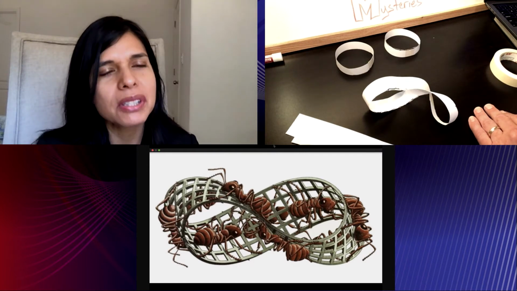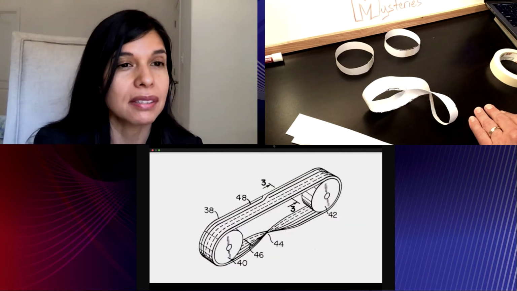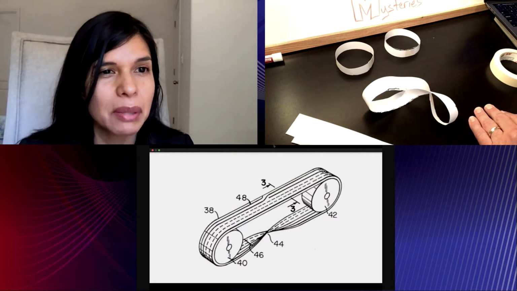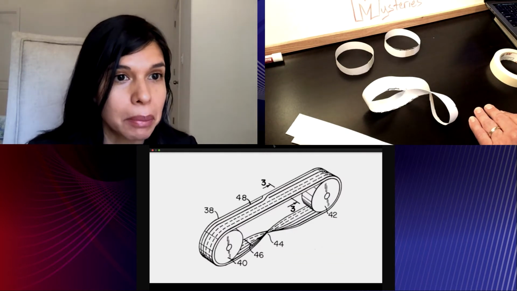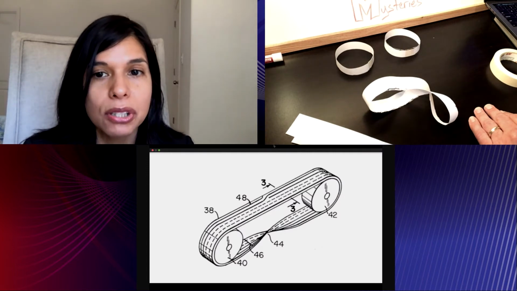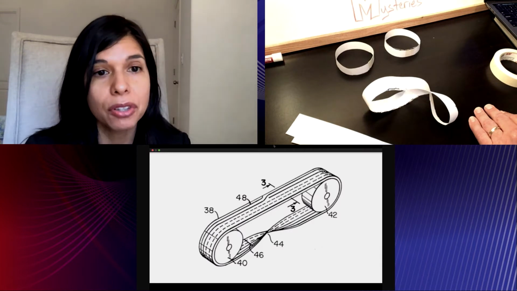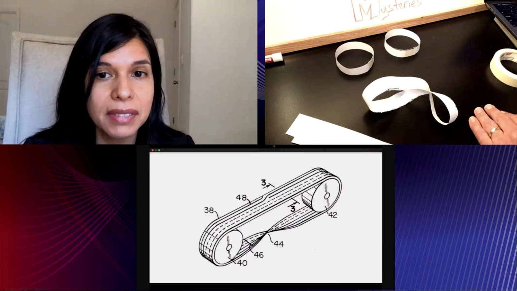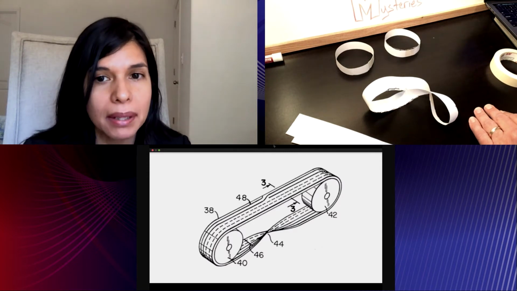But the Mobius strip isn't just something that conveys beauty or a sense of wonder or makes us really curious about why things happen and why they don't. It also is very applicable. So this diagram that you're seeing here is the Mobius strip was used by B.F. Goodrich Company in 1957, and they patented a conveyor belt.